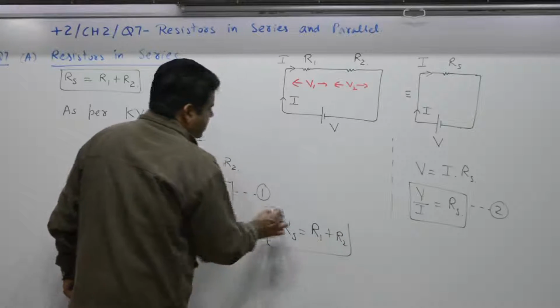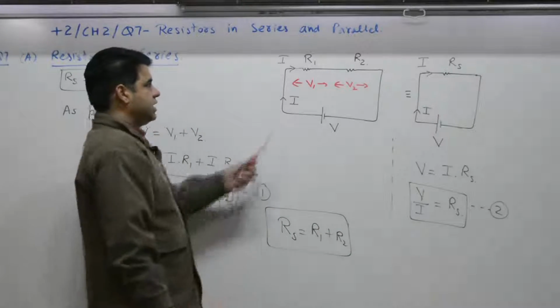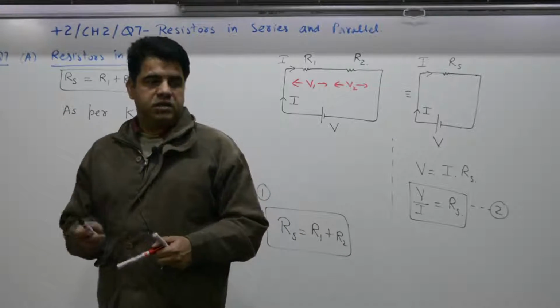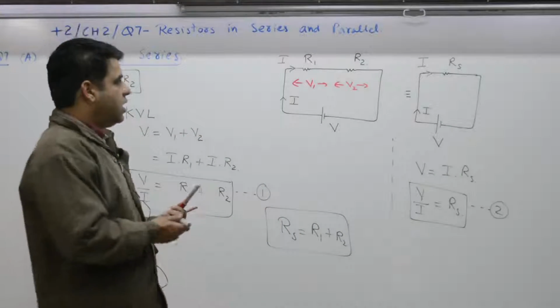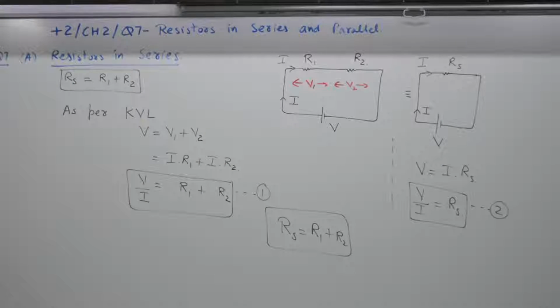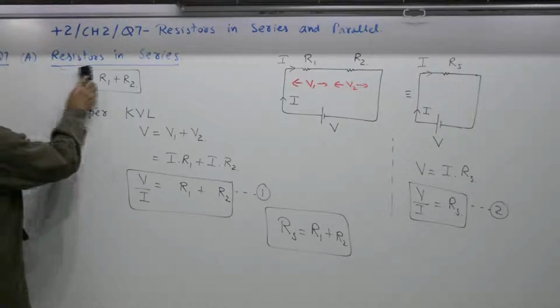Means what? If there are two resistors connected in series, it is equivalent to a single resistance Rs, which is equal to what? R1 plus R2. This is A part. B part.